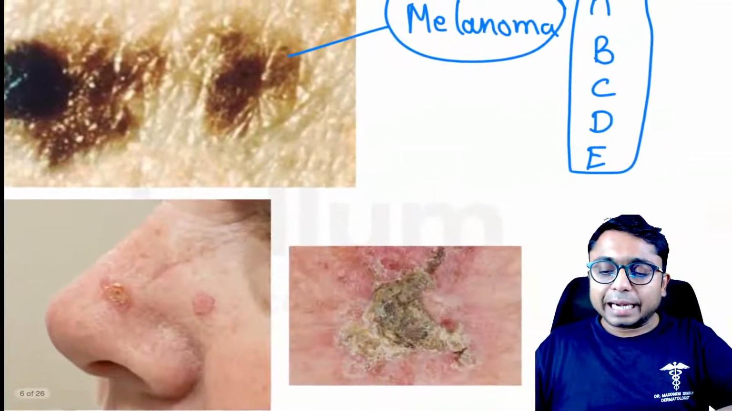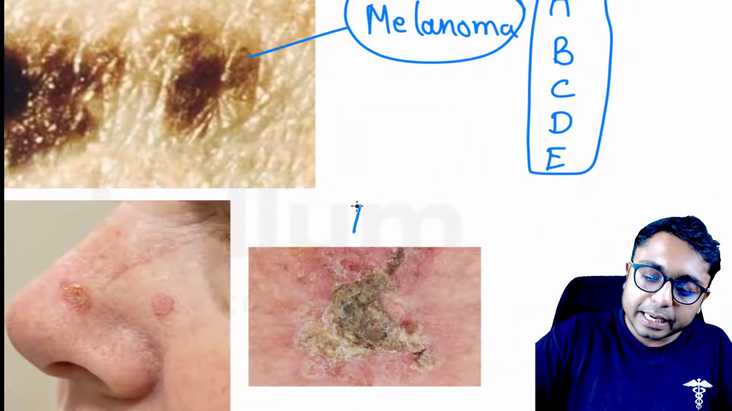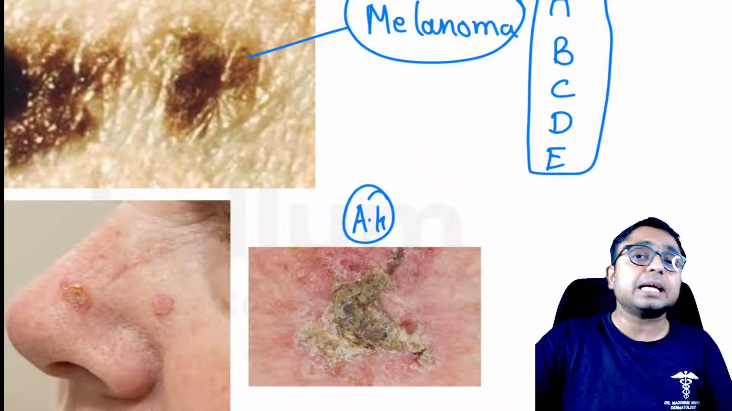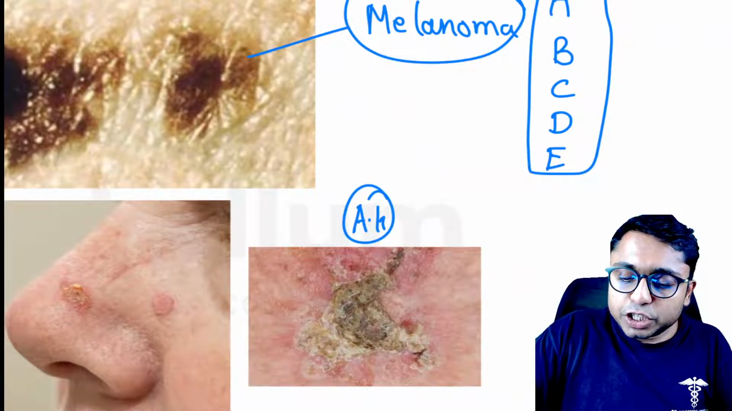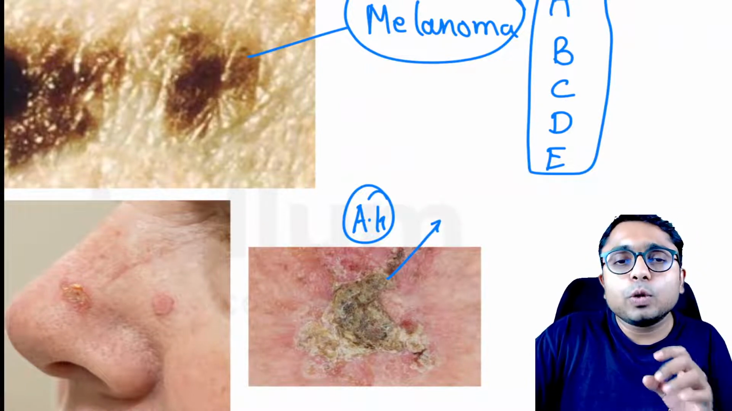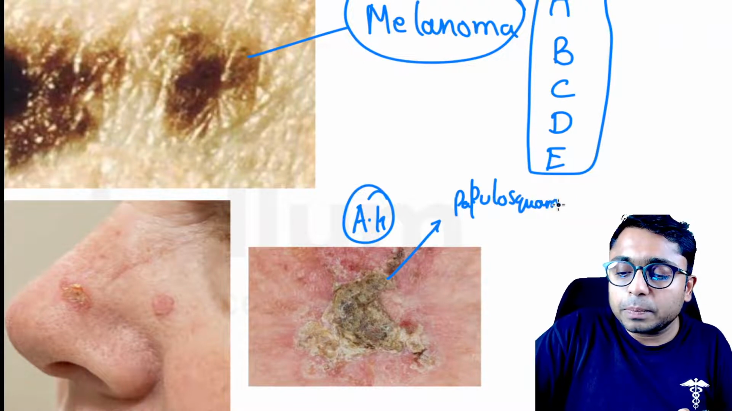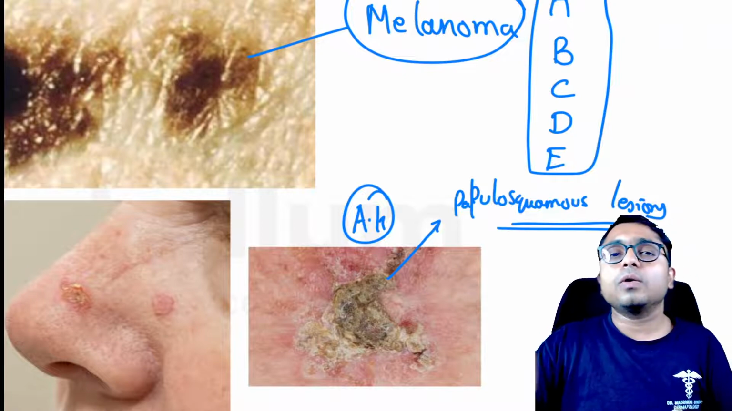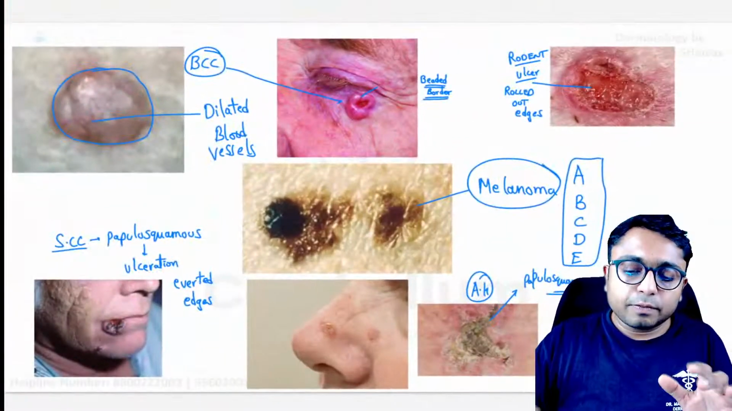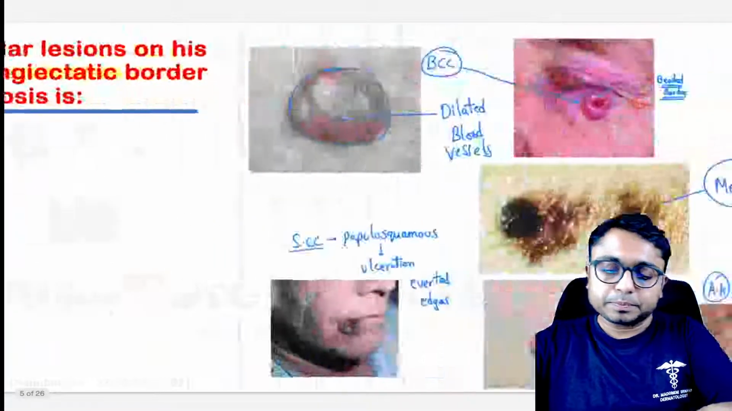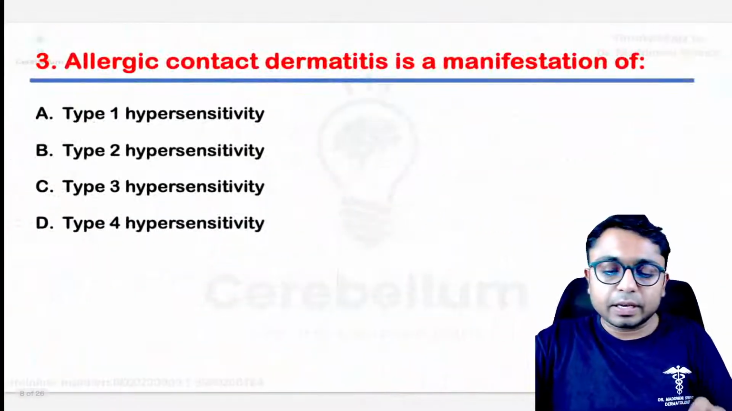Now coming to actinic keratosis. Remember, in actinic keratosis, the patients are going to have the lesions again over the sun exposed areas. That is a phase which can manifest as papules and plaques having scaling. So we can say papillosquamous lesions will be present over the face. Okay, so these are the four options. So we have discussed each of them one by one. I hope everyone is having clarity now.